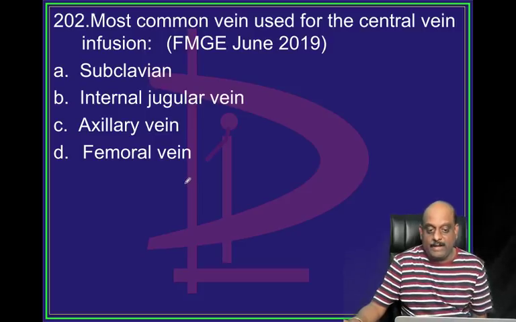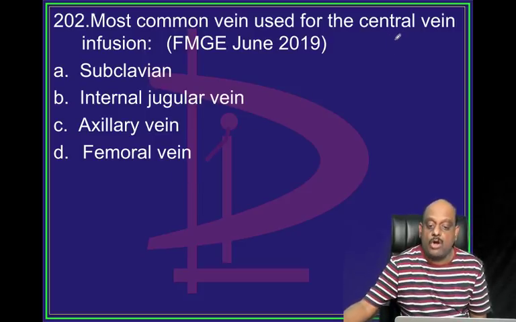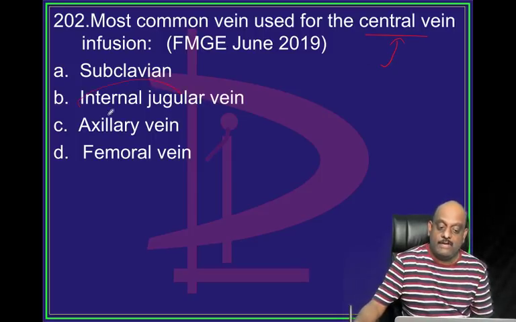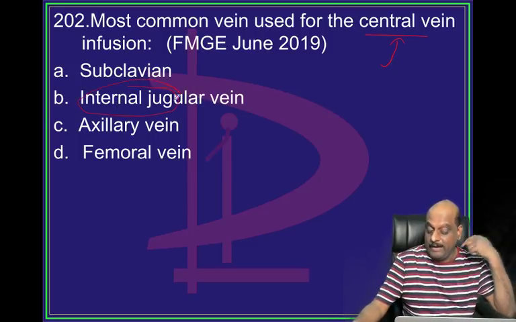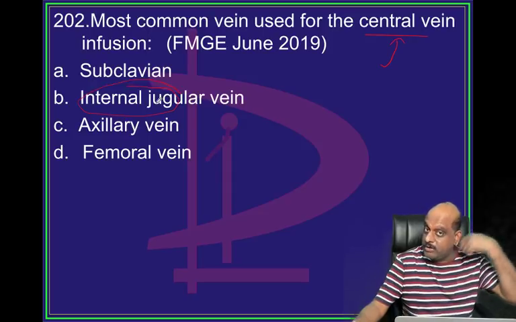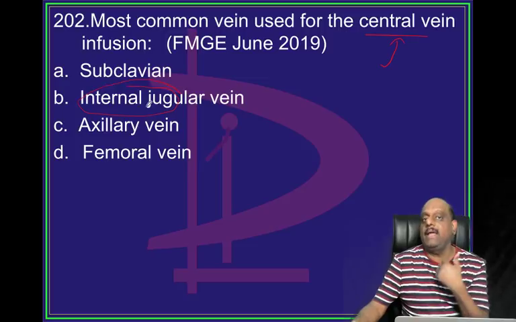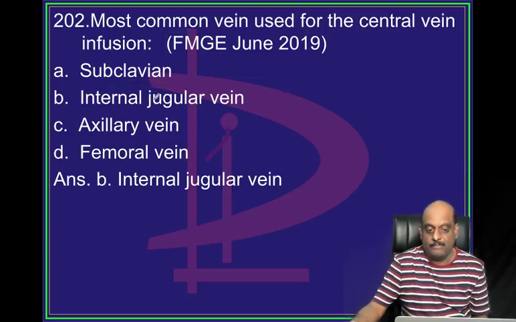Now, intravenous bioavailability. The most common vein used in central vein infusion is always the external jugular. The external jugular can also be cannulated, but commonly it is the internal jugular.